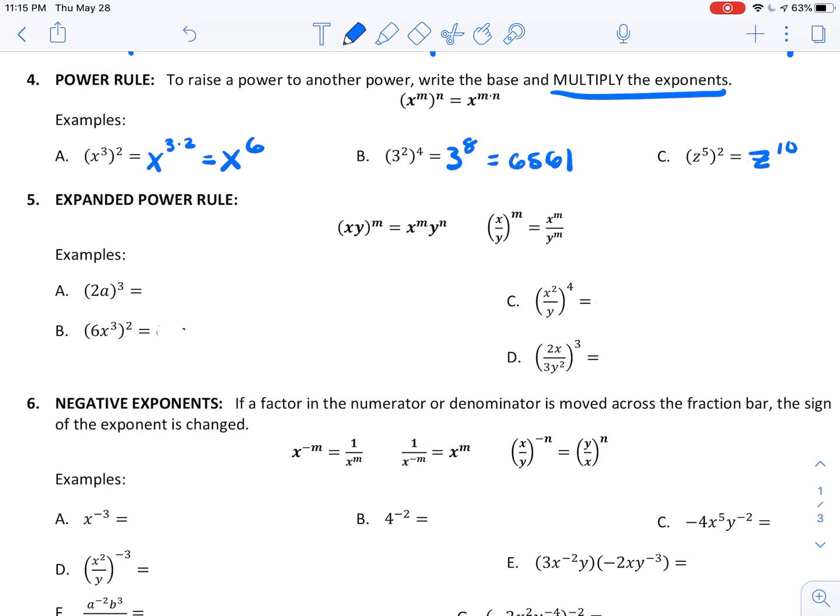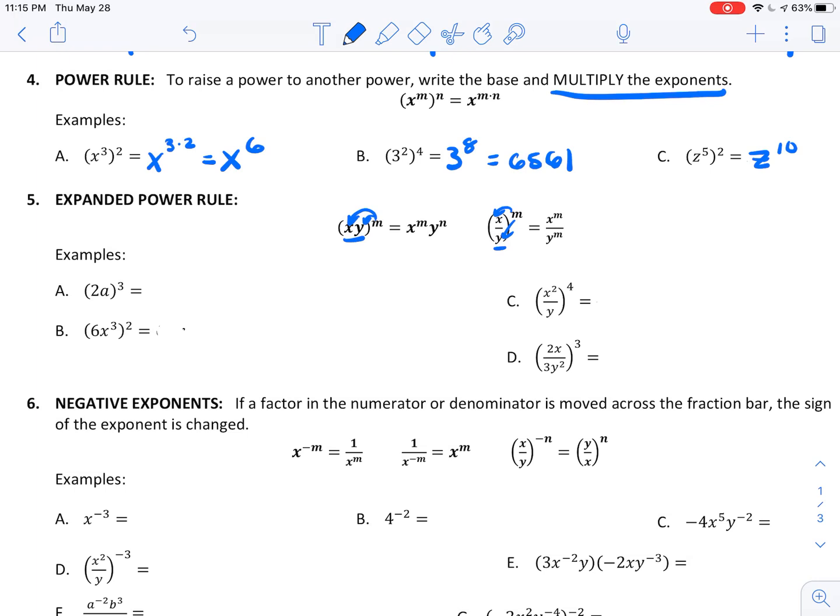Now what about when I have multiple things raised to that power, whether it's multiplication or division? Well, as long as there is no addition or subtraction within the parentheses, you can distribute your power. So x gets a copy of m, and y gets a copy of m, because there's no addition or subtraction.